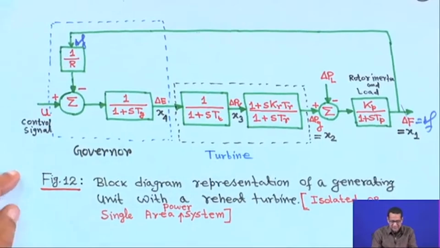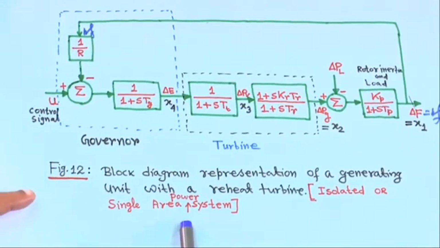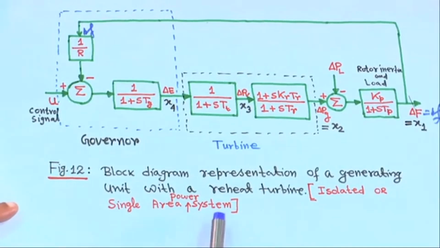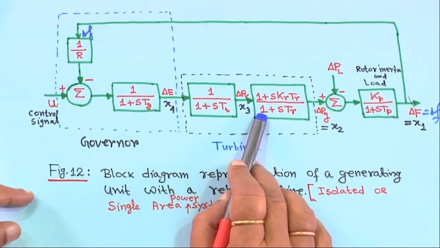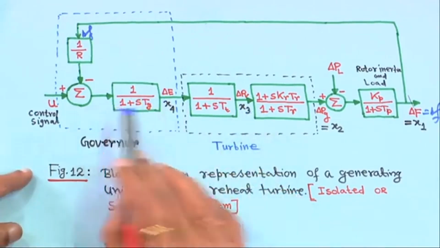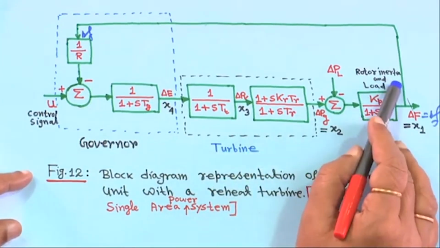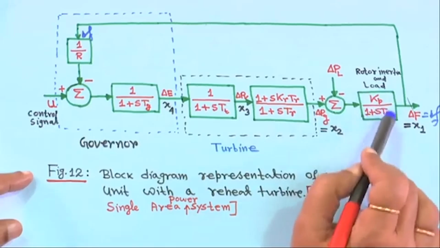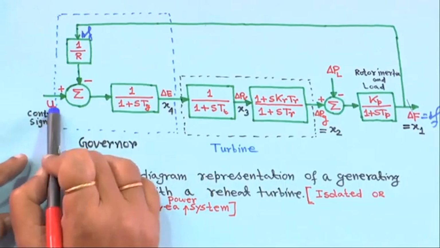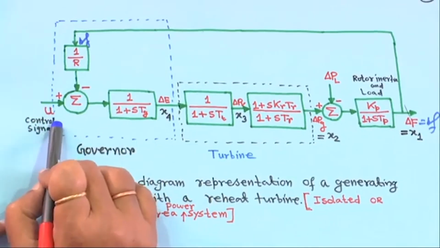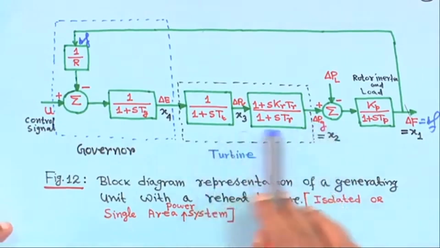This is the block diagram representation of a generating unit with a reheat turbine, an isolated or single area power system, what an area is will come later. This is the isolated power system: this is the governor, this is the turbine, and this is your power system, where I have written rotor inertia and load. This dashed portion is the turbine, this portion is the governor, and u is your control signal. Now, with this we have got this block diagram.